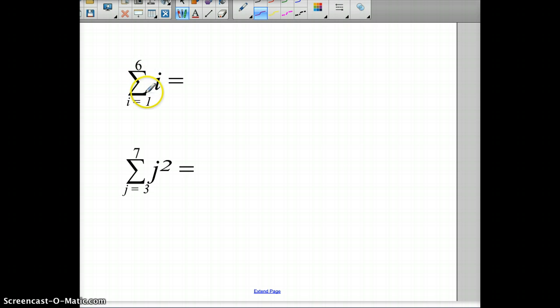So if we do the summation of I, first let's expand it. So here's the ith term. That's the little formula that we're going to plug 1 into. Not much to do here. You just plug in the number 1, and then you plug in the number 2, and 3, 4, 5, and we know we stop at plugging in 6 because that's the top number. And then you would add those together. So 7, 14, 21.